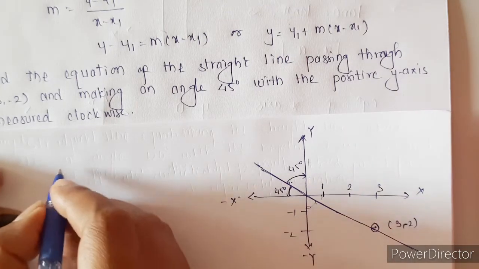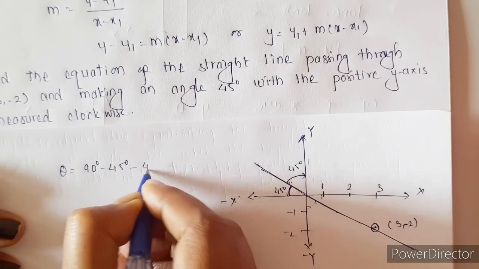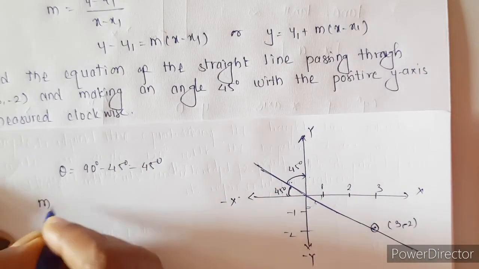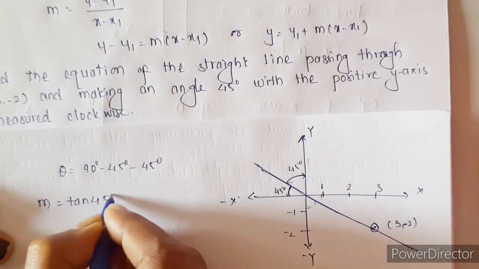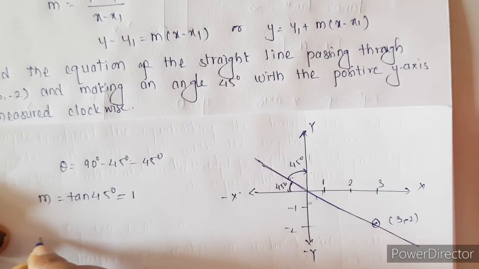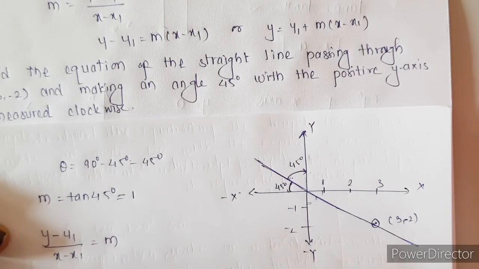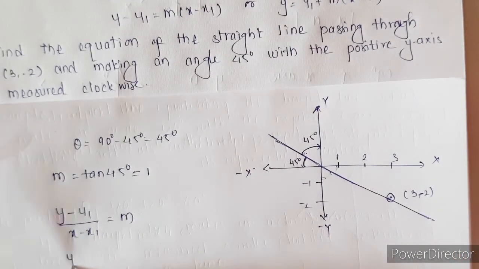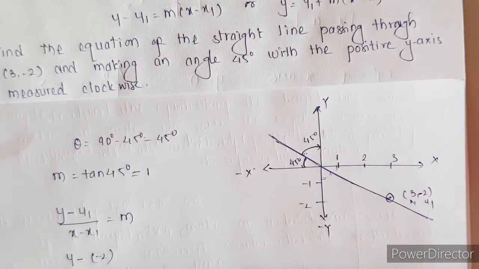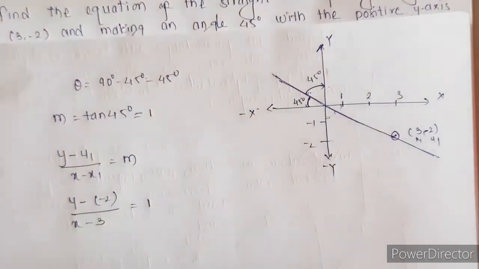So our theta is nothing but 90 minus 45, which is 45 degree. And slope is tan 45, which is nothing but 1. So equation of a line, it is y minus y1 upon x minus x1 equals slope. So this is x1, y1. So y1 is -2, x1 is 3 and slope is 1.